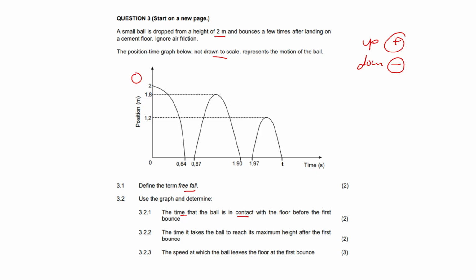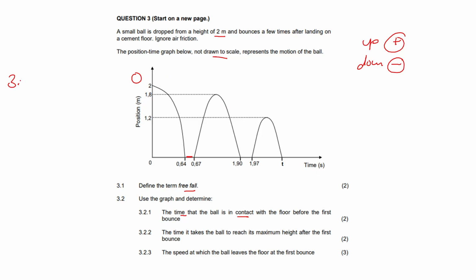3.2, use the graph and determine 3.2.1, the time that the ball is in contact with the floor before the first bounce. All right, so let's see. The ball is dropped from this 2 meters and then it hits the cement floor there. And then it's in contact with the floor for that time period before it bounces again.